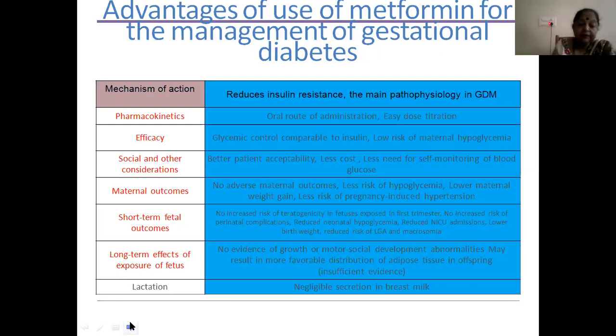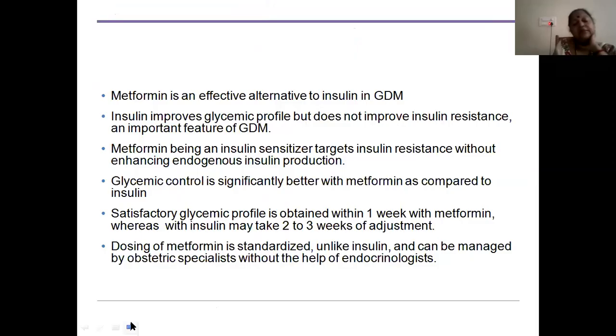On long-term effects of exposure, there is the MiG trial follow-up, with no evidence of growth or motor or social developmental abnormalities, and possibly a more favorable distribution of adipose tissue in the offspring. So again there is insufficient evidence, and we need larger trials on these drugs. It is negligibly secreted in breast milk. There is conflicting evidence, and the guidelines keep on changing.